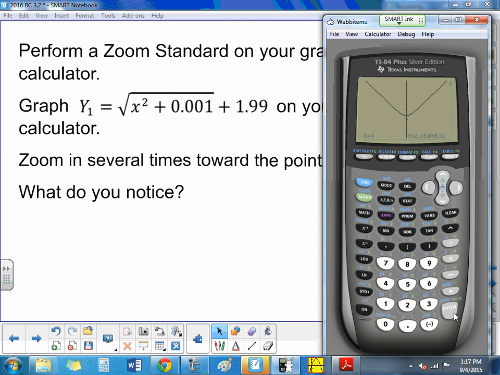Wait a minute. I'm not so sure this is a sharp turn after all. You guys see what's going on here? It's looking kind of rounded now. Let's try one more. Okay, I changed my mind. Definitely not a sharp turn at 0, 2.